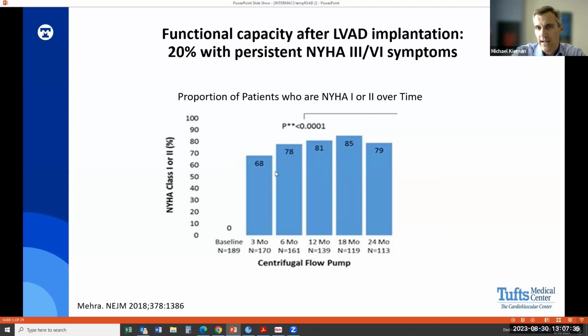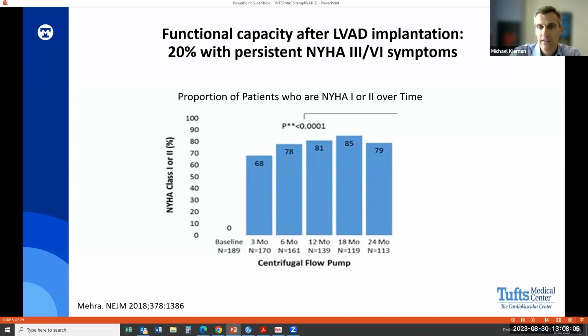And what we find is that over time, about 80% of patients now have mild symptoms following LVAD implantation, but that means 1 in 5, about 20% of patients have persistent, moderate, or severe heart failure symptoms despite having an LVAD. And we think that the majority of that population with persistent heart failure symptoms is likely being driven by right heart failure. Other things can factor into functional capacity.